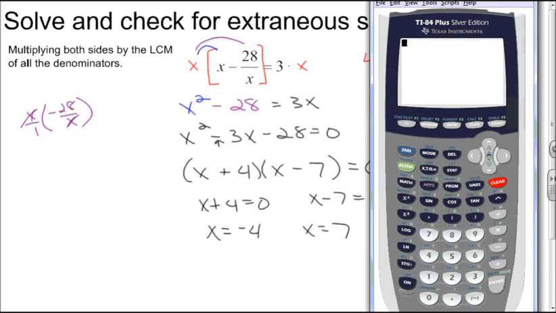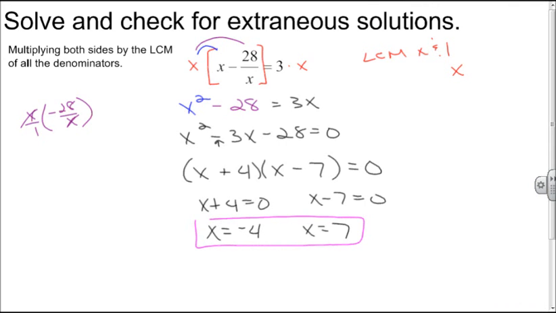So in checking both of those answers, if you notice, I'll store negative 4 in x, and look at the original problem, which is (x minus 28) divided by x, and hope to see 3, and I do. Then I'll store 7 in x, and I will get the original problem back, and we see that that also yields 3. So there's no extraneous solutions here. So my answers are, in fact, x equals negative 4 and x equals 7.